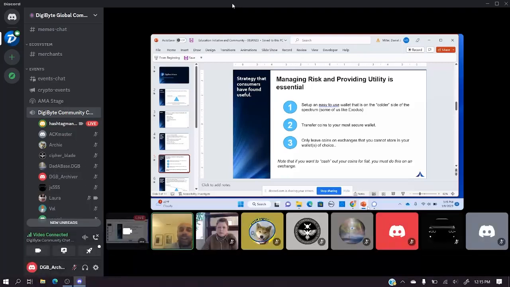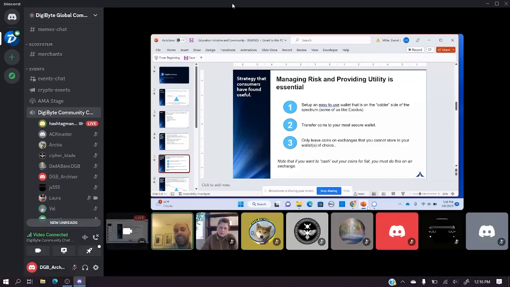We've got other things to do, but set up an easy to use wallet that is on the colder side of the spectrum. Some of us like Exodus, which seems to provide the functionality. From my perspective and my students' perspective over the last couple of years, it's one of the easier wallets for them to grasp.